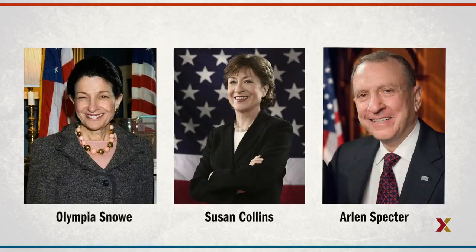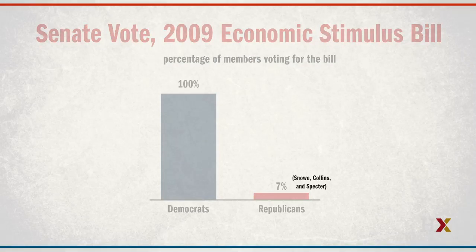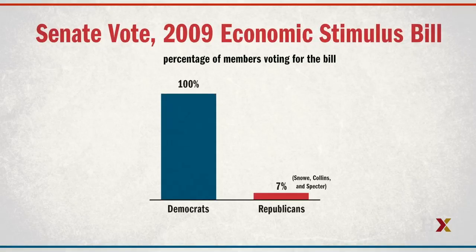They obtained it by modifying the bill enough to satisfy the Senate's least conservative Republicans, Senators Snowe and Collins of Maine and Senator Specter of Pennsylvania. When the bill came up for a vote in the Senate, all the Democrats backed it, while all Republicans opposed it, except for Snowe, Collins, and Specter. Their support was enough to secure passage of the bill.